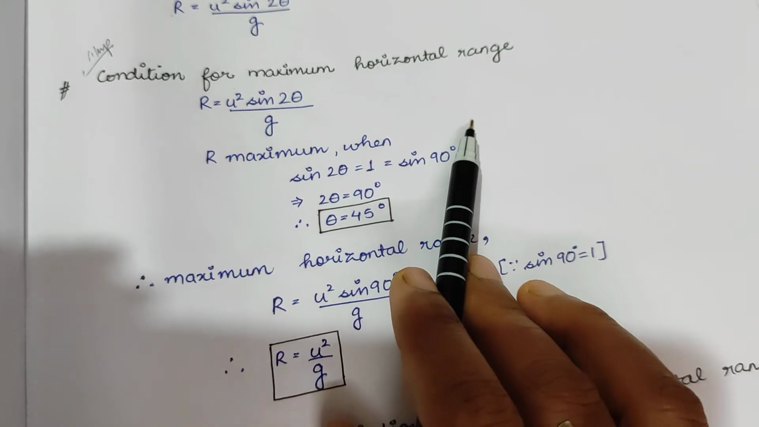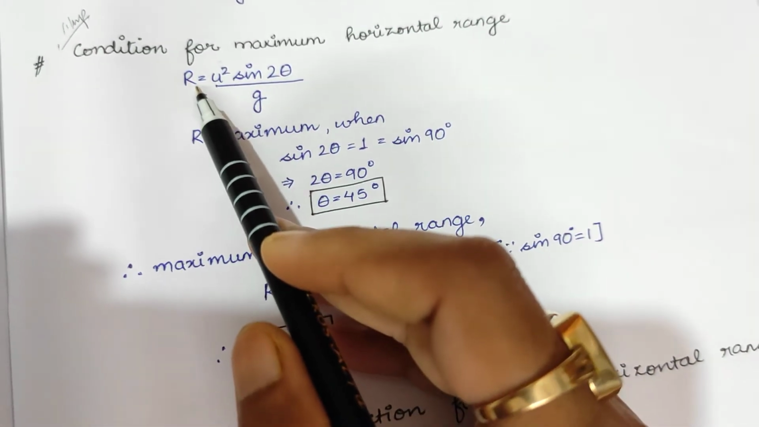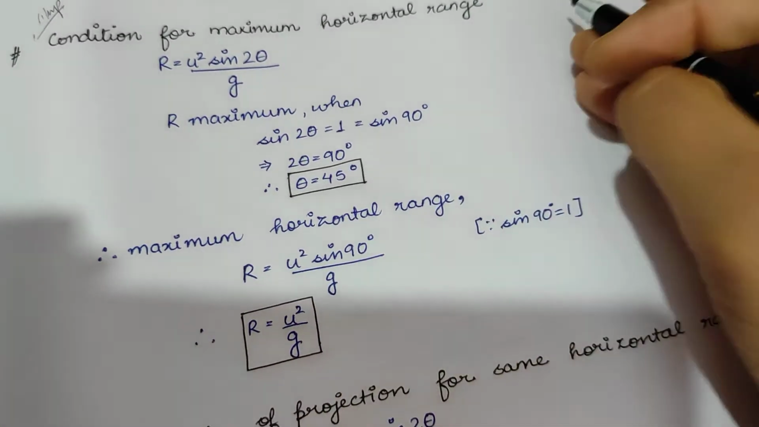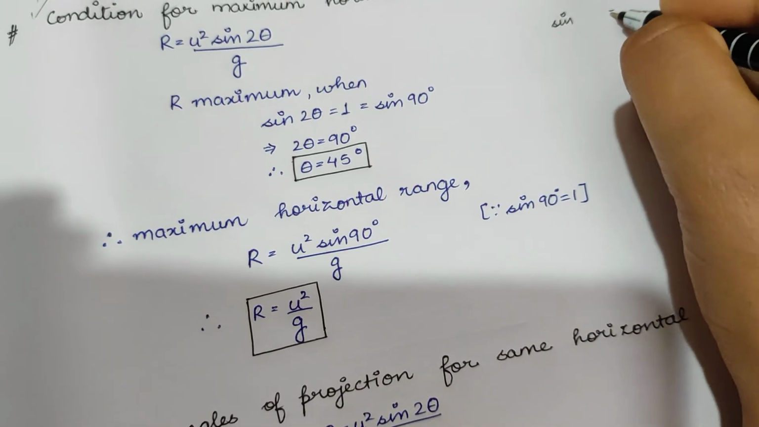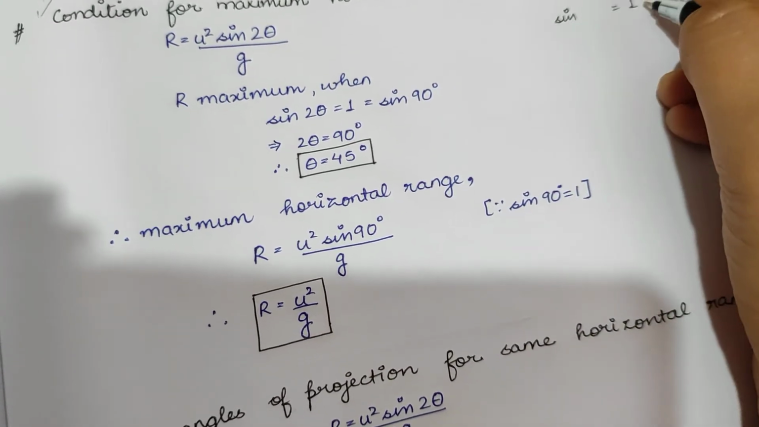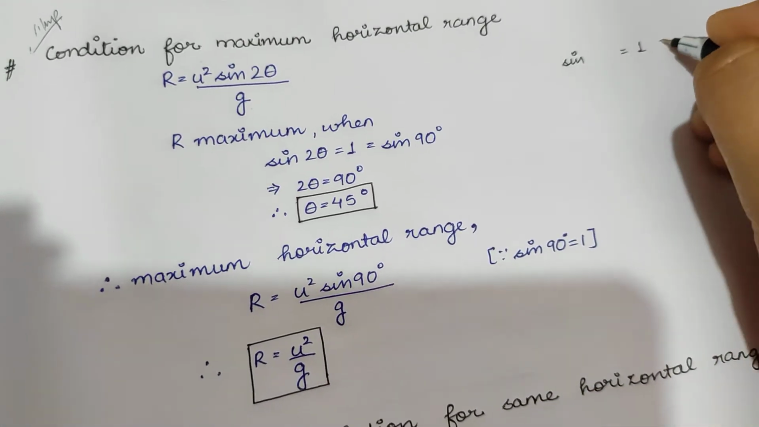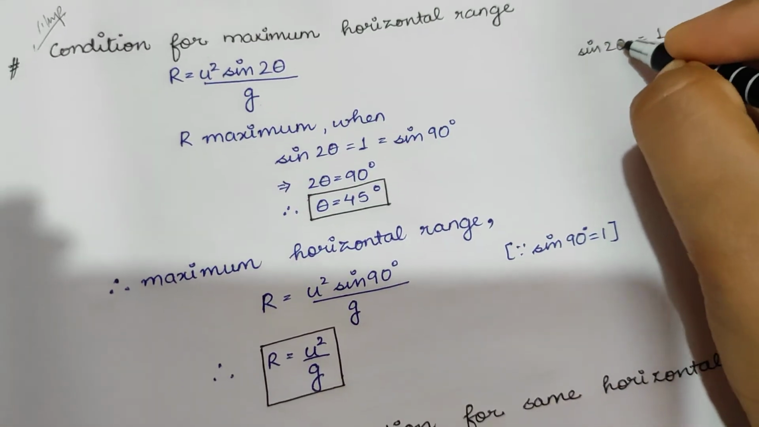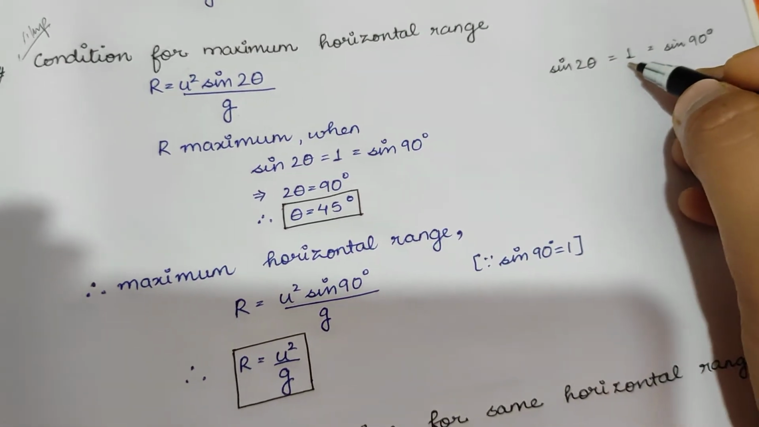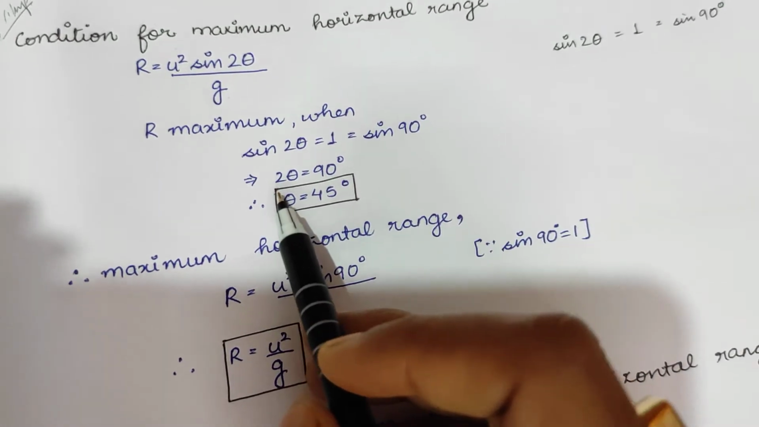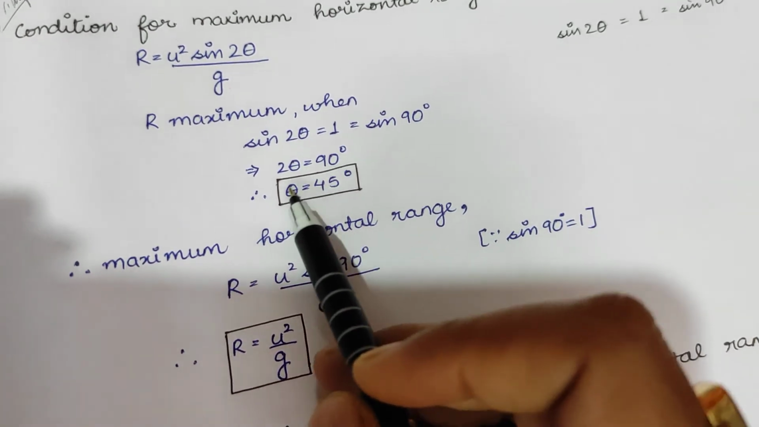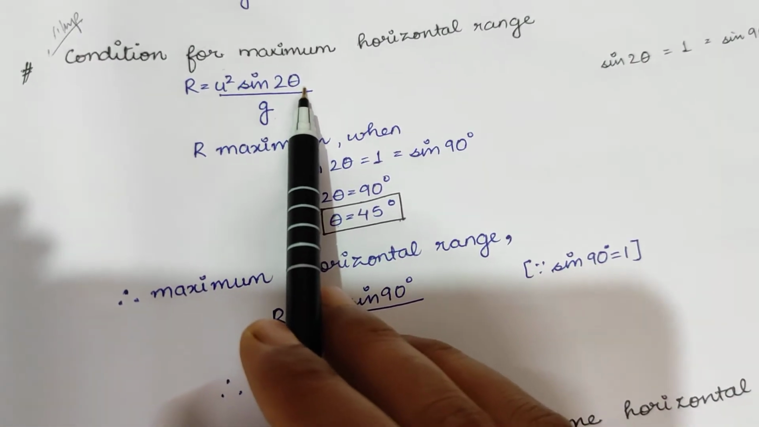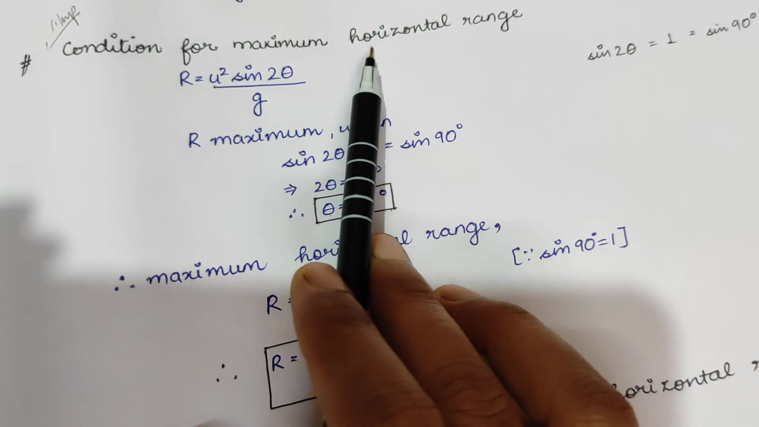Condition for maximum horizontal range. When will we know that the range is maximum, given by u square sin 2 theta by g? Now when will this r be maximum? We know that sin theta is maximum when its value is 1. And when is sin theta 1? When it is 90 degree. And we have here sin 2 theta. It means sin 2 theta will be maximum, equal to 1, when the angle is 90 degree. Fine. So we can say that 2 theta is 90 degree. So from here we will get theta is equal to 45 degree. It means when theta is equal to 45 degrees, that will be the condition for maximum horizontal range.